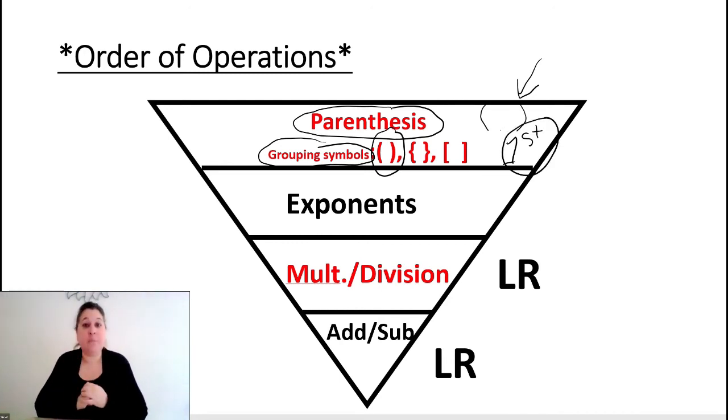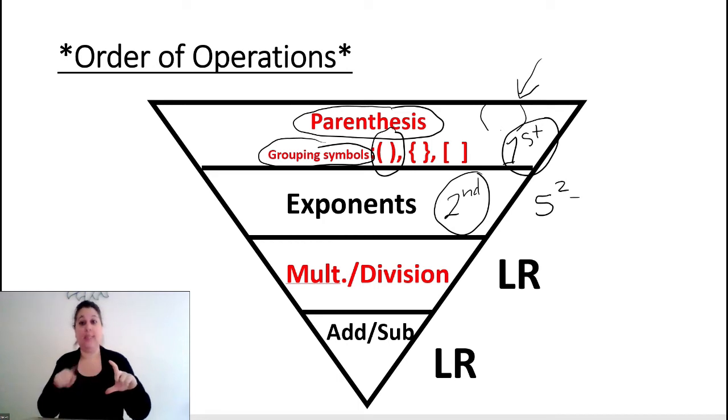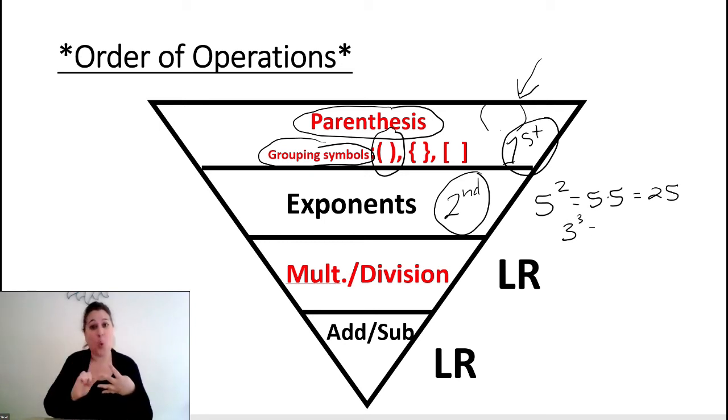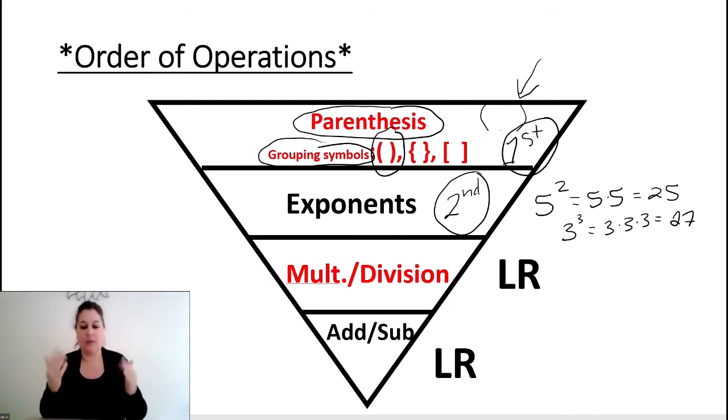After the parentheses, the next thing you're going to want to look for are exponents. Anytime you see exponents like 5 squared, remember that means 5 times 5, so that would be 25. If you see 3 cubed, that's 3 times 3 times 3, which is 27, because 3 times 3 is 9, times 3 is 27. So exponents, you want to do that next.